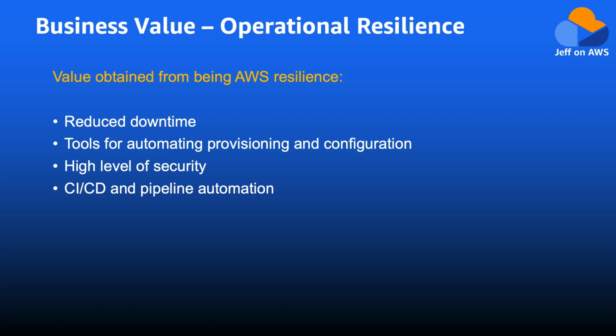AWS also provides CI/CD, which is continuous integration and continuous delivery or continuous deployment, and deployment pipeline automation. Again, this is trying to eliminate the risk of human error and automate those tasks where human error can cause substantial issues.